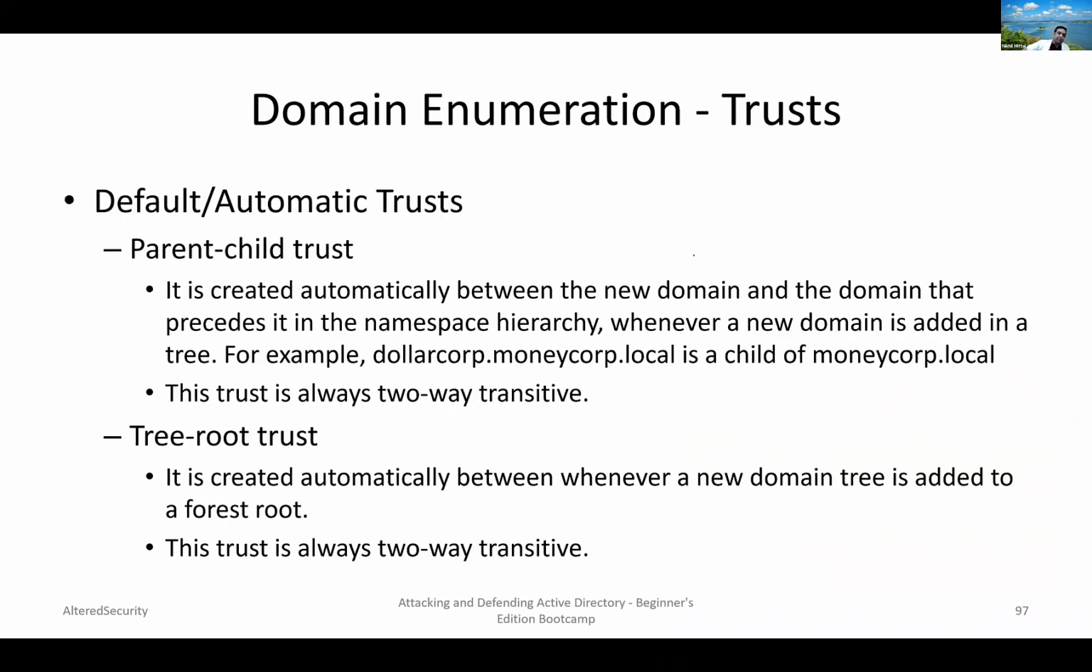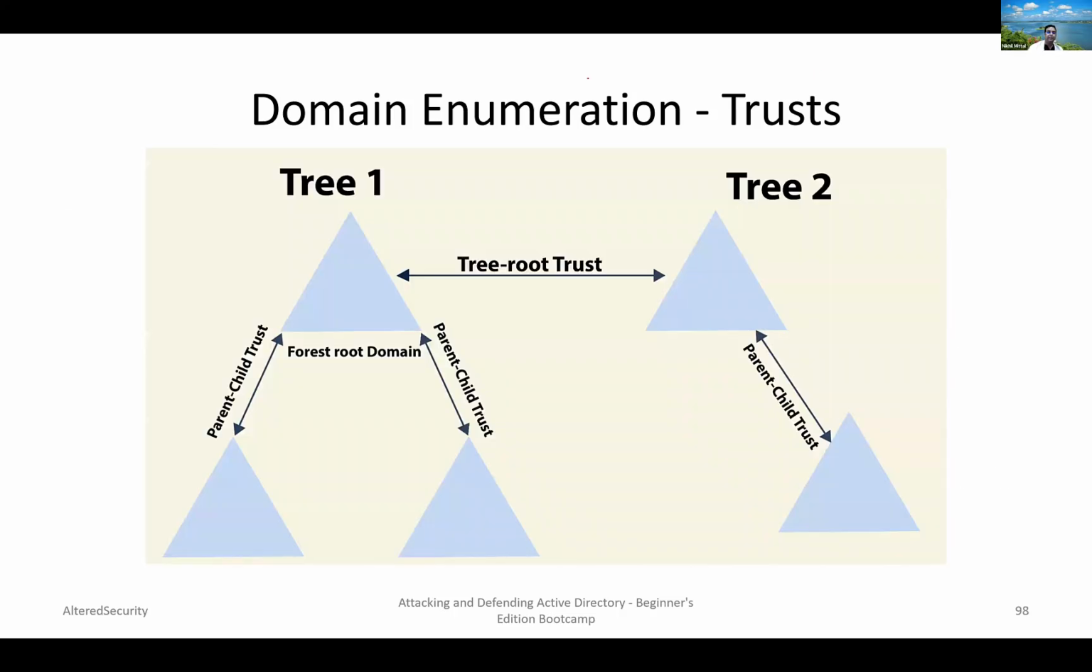So what are types of trusts? There are two types, default or automatic. So a parent-child trust relationship like we have between Money Corp and Dollar Corp and Dollar Corp and US, that is a parent-child trust relationship. This is always going to be two-way transitive. Or a tree root trust, where a new domain tree is added on a forest root, that is also going to be two-way transitive. A good example would be this.